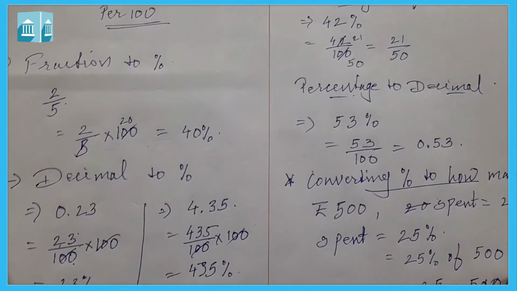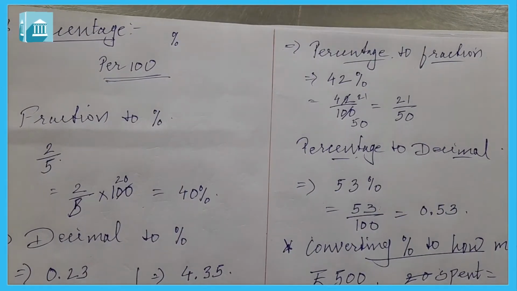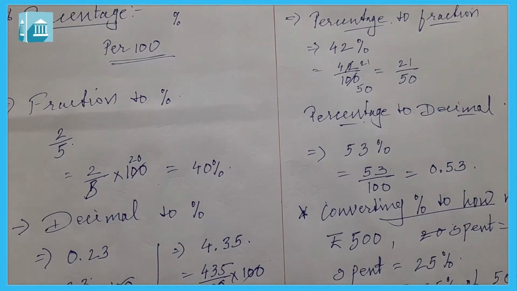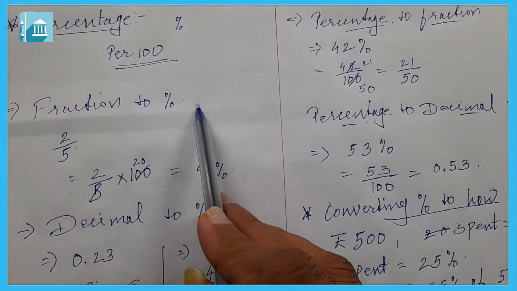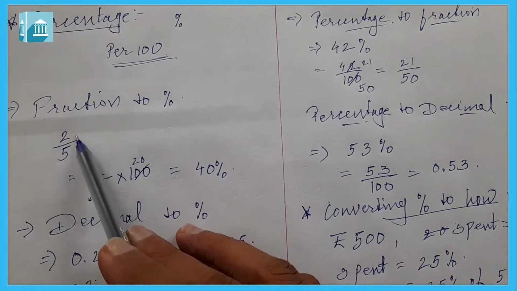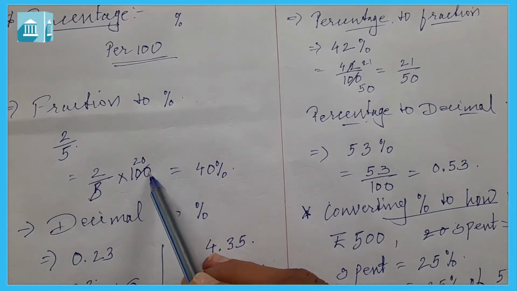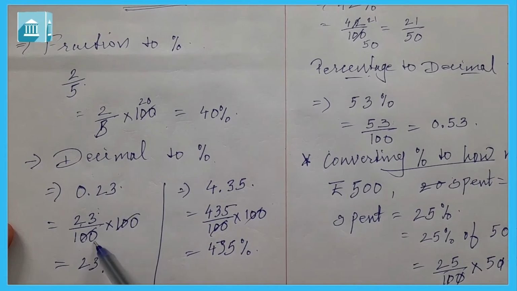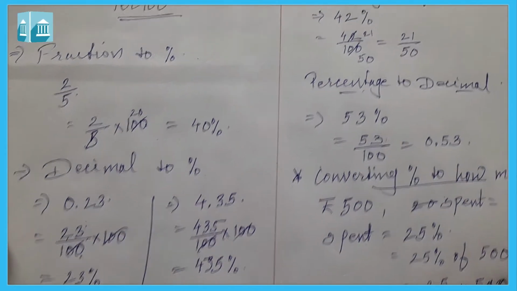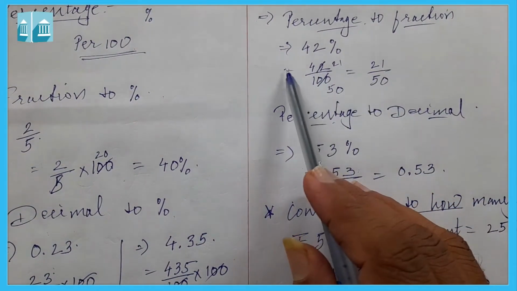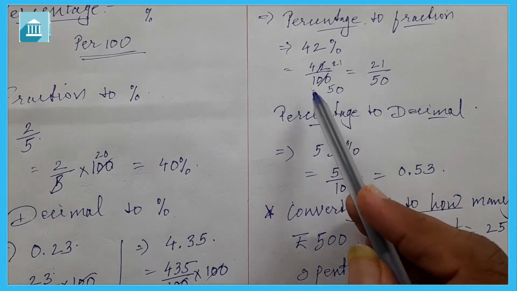Now we have learned percentage. What is percentage? Percentage is per 100, another way of comparing quantities. When we compare any number with 100, that is known as percentage, per 100. Then we learned fraction to percentage: we write the fraction and then multiply by 100. Decimal to percentage: convert the decimal into a fraction, then multiply by 100. In the same way we also did percentage to fraction. Percentage to fraction means we write the percentage, then convert it into a fraction.